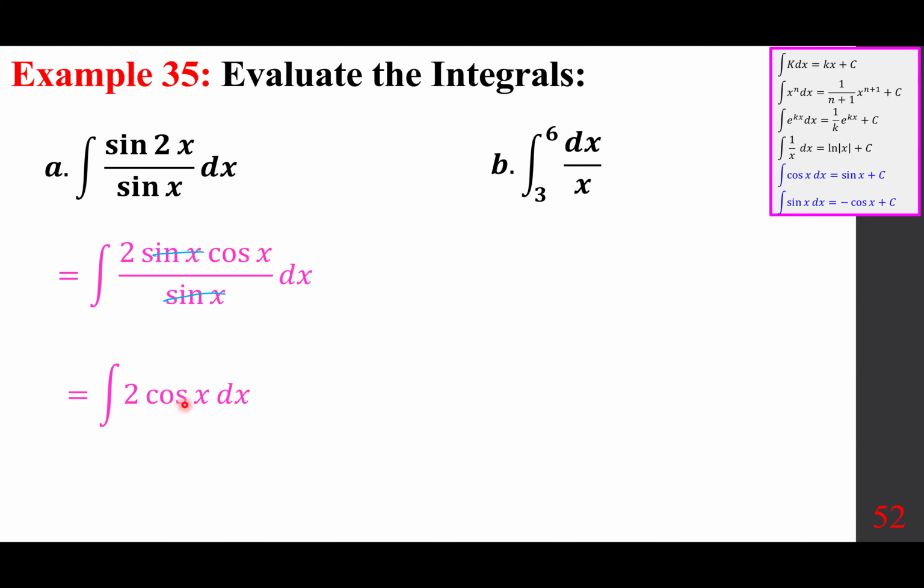The derivative of cosine is negative, but its integral is positive. So 2 sine x plus a constant. The integral of cosine is sine. So 2 sine x plus a constant, and you're done.